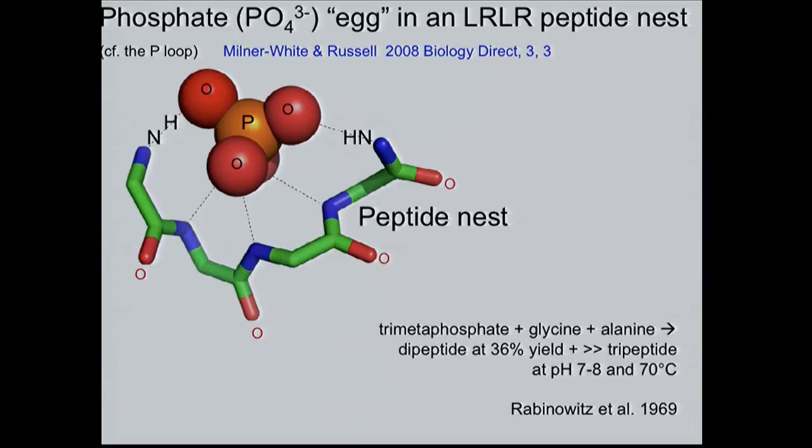So part of that is airy-fairy maybe, but the earlier part, I think, holds up well. And now we've got the possibility that we've got a phosphate, and we know we can see phosphate and pyrophosphate in these situations, and that really would interact with the backbone of a short peptide to make a little peptide nest. And James Milner-White and I call this a phosphate egg in a peptide nest. And this looks, I think you'll agree, very much like the P-loop.